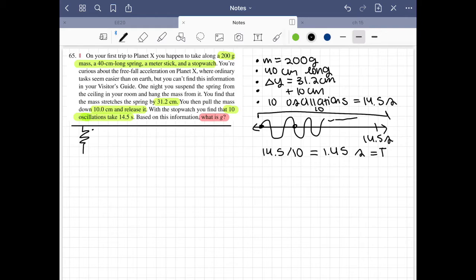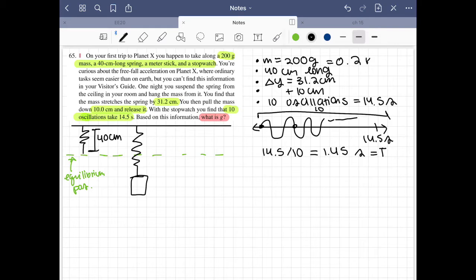If we have a spring and it's 40 centimeters long, that means that from its equilibrium position, it's going to be 40 centimeters long. When we add a mass to the spring, it stretches by some other amount, and we said that that mass was 200 grams, which is 0.2 kilograms. When we add the mass, it stretches an additional 31.2 centimeters. And then the problem says that we choose to stretch the spring another 10 centimeters.